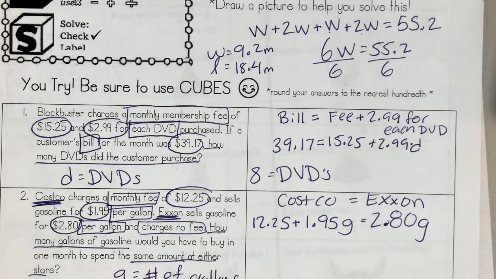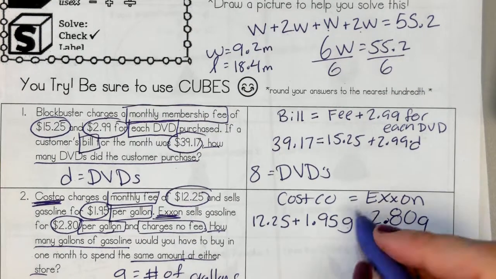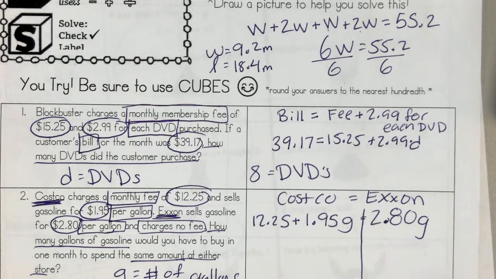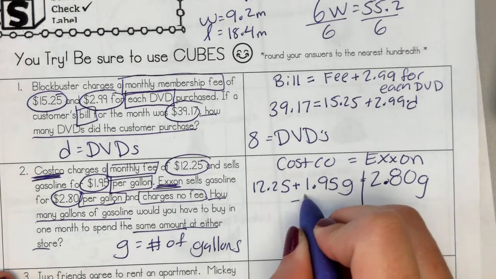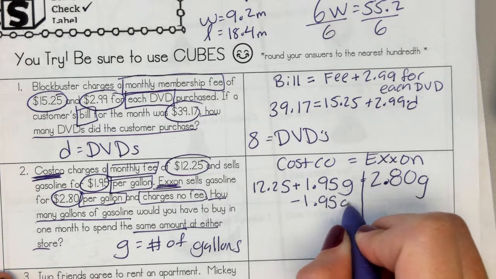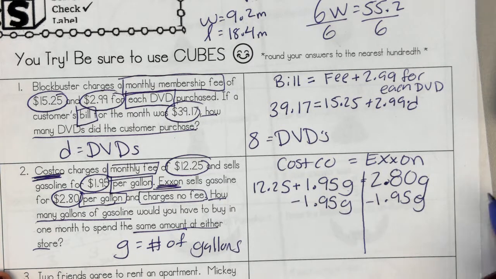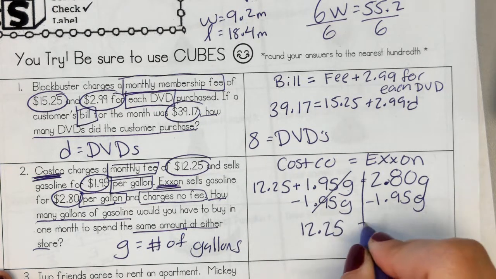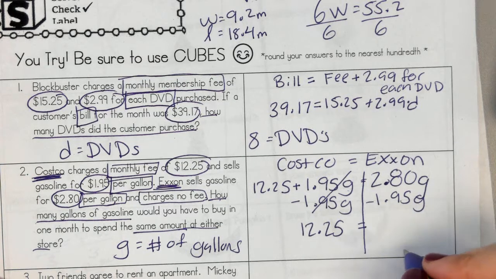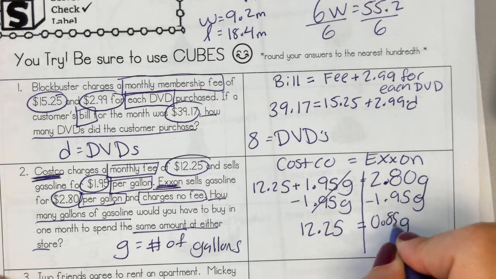Okay, now, we have variables on both sides of this. How do you get variables on the same side? Subtract one variable from another. Subtract! These variables cancel. 12.25 equals, what's 2.80 minus 1.95?